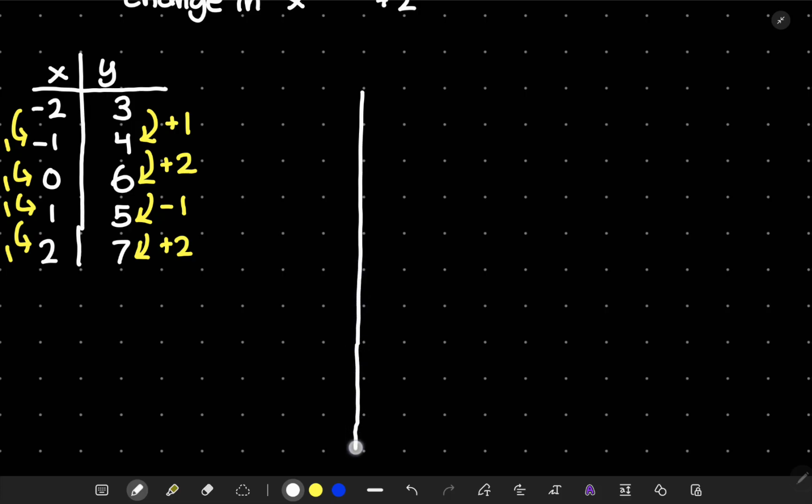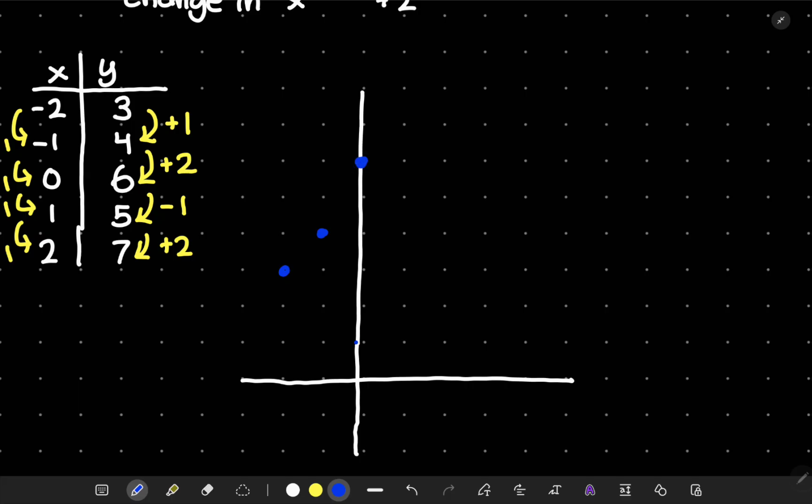So here I have my graph. At negative 2, 3, so I'm going to count by the numbers. 1, 2, 3. And then negative 1, 4, which is right here. And then I'm going to do this in blue. So we're going to repeat that again. Negative 2, comma 3 is right here. Negative 1, comma 4 is here. 0, 6, so I'm going to count it. 1, 2, 3, 4, 5, 6.